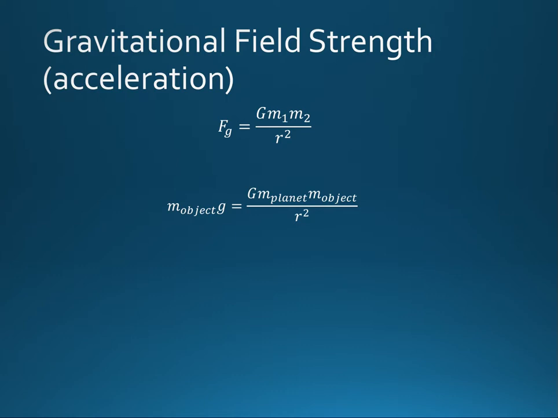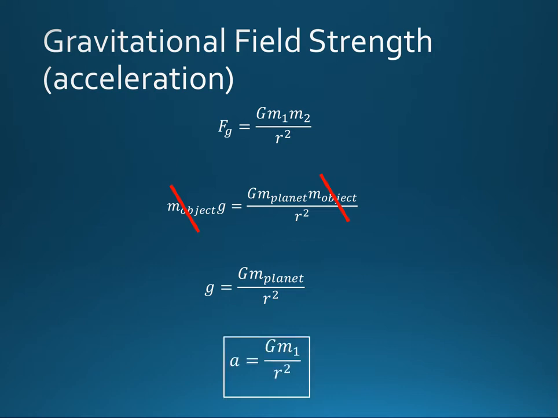And then on the right-hand side we have the gravitational constant multiplied by the mass of a planet and the mass of an object orbiting said planet divided by the radius squared. Now, because we have the mass of the object on both sides, we can simply cancel those out, leaving us with this equation.